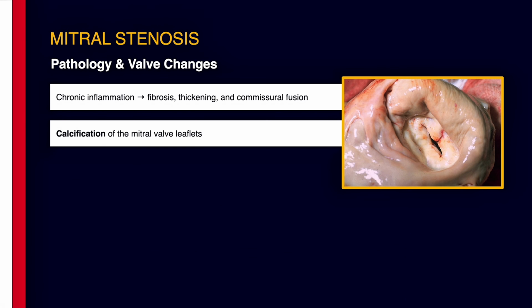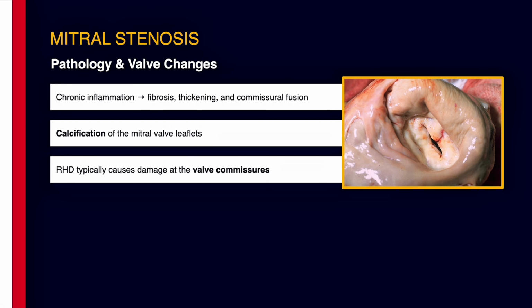All right. Let's take a moment to talk about the underlying pathology and how the valve actually changes in mitral stenosis. It all starts with chronic inflammation. You know that in most cases, that inflammation is due to rheumatic heart disease. Over time, that chronic inflammation leads to 1, fibrosis, 2, thickening of the valve leaflets, and 3, and most importantly, fusion of the commissures. The edges where the valve leaflets meet, that's commissures. And this commissural fusion is actually the hallmark of rheumatic mitral stenosis.